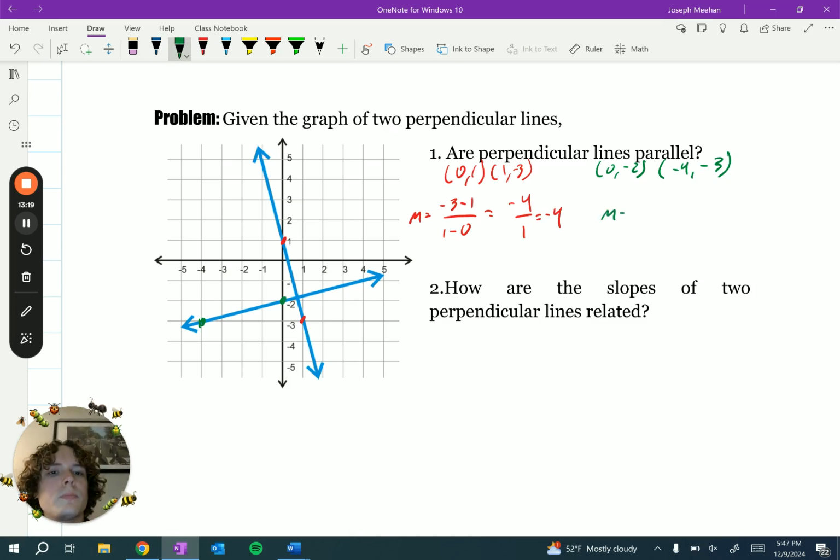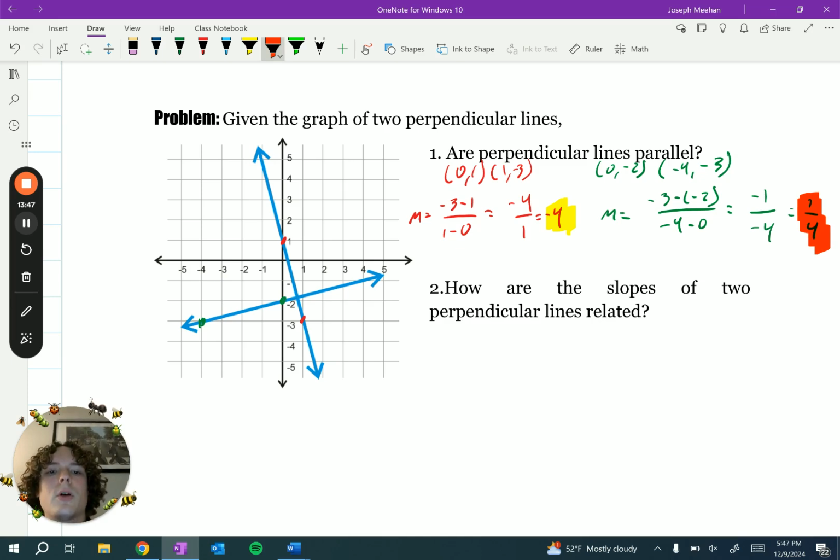Let's do the second line. We will have -3 minus -2 over -4 minus 0. That'll give us -1 over -4, which is 1/4. So we know these are perpendicular lines, and we have now proved that perpendicular lines are not parallel. Since those slopes are not the same, -4 is not the same as 1/4, perpendicular lines are not parallel.